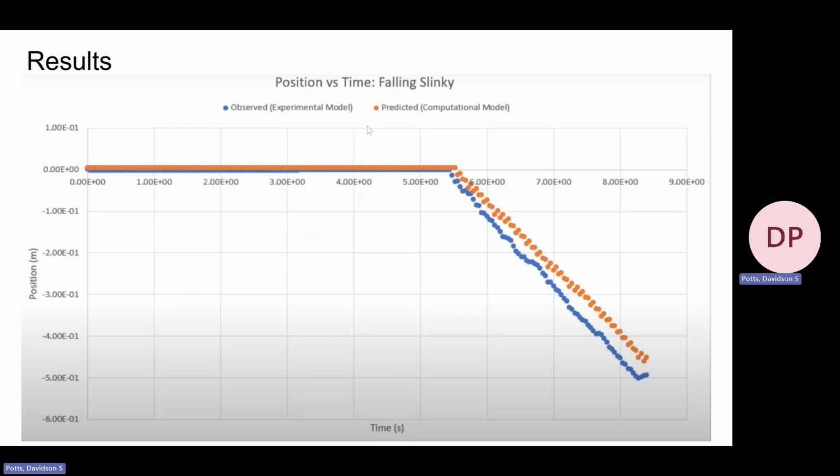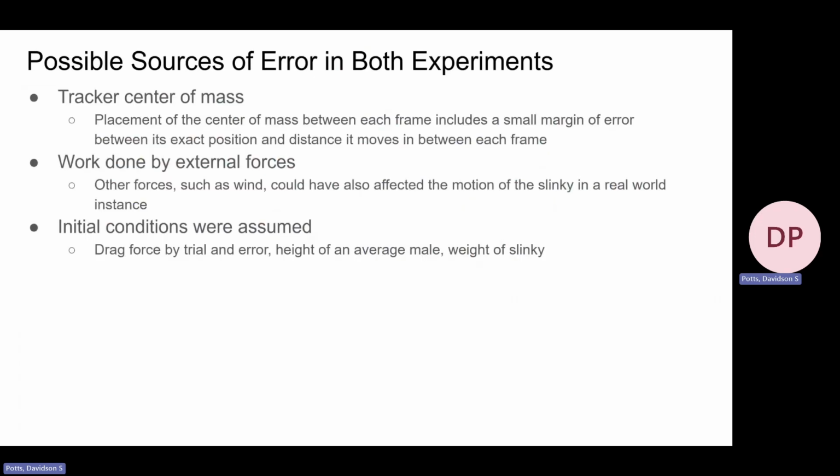You can see the predicted model versus the computational model. It's very, very similar, but in reality, there is some error that creates a difference here. The Tracker center of mass can have a small margin of error and discrepancy between each distance and each frame. It was a slow motion camera at like 300 frames per second or so. And there's work done by external forces that we don't even account for, such as wind, even though we're accounting for things such as drag. In the real world, there are many things that we can't consider in this instance.